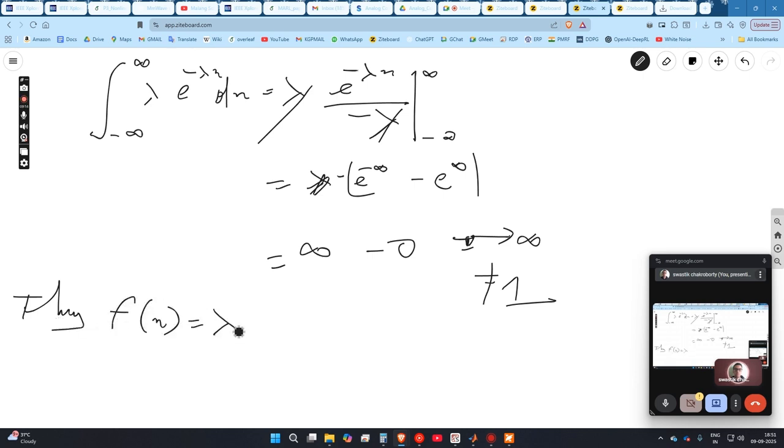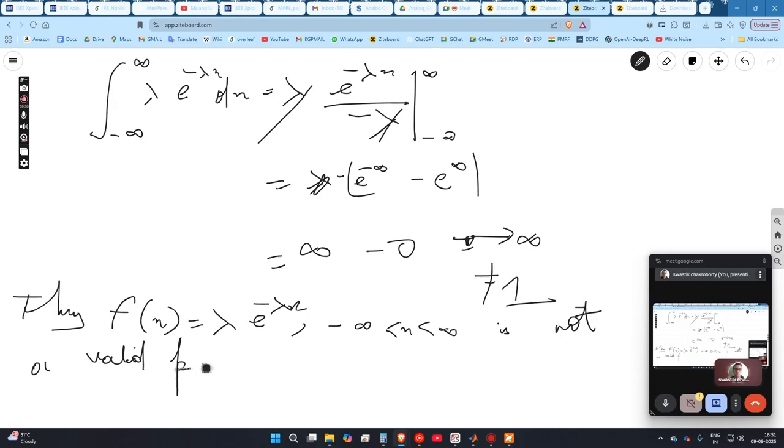Thus, fx equal to lambda e to the power minus lambda x, where x varies from minus infinity to infinity, is not a valid PDF.